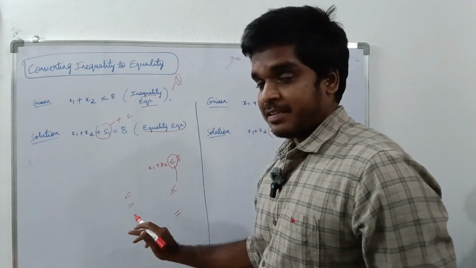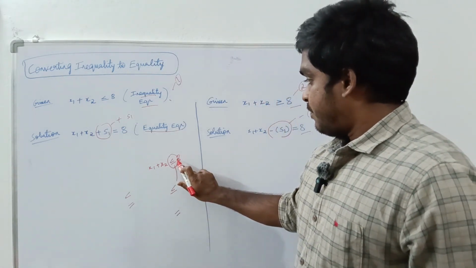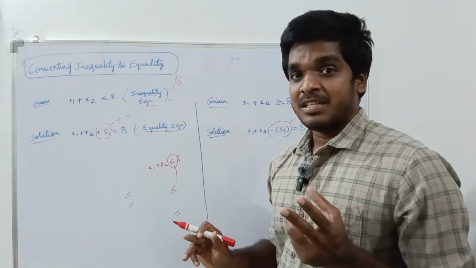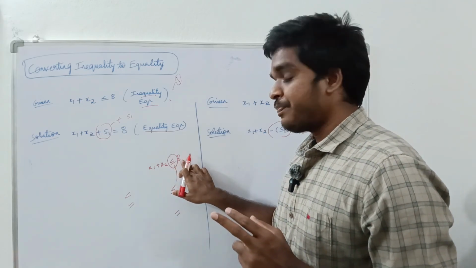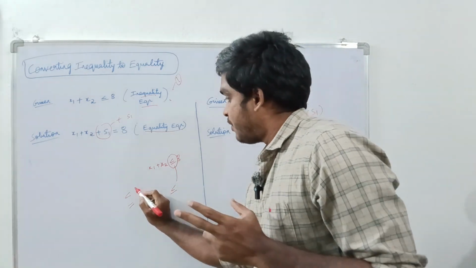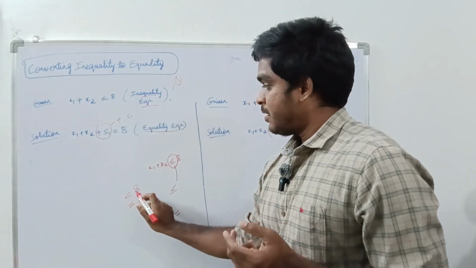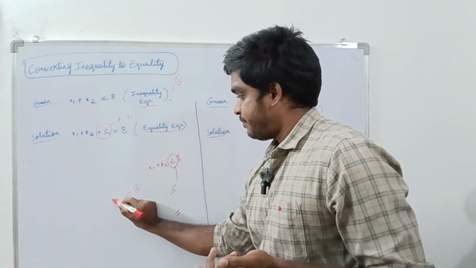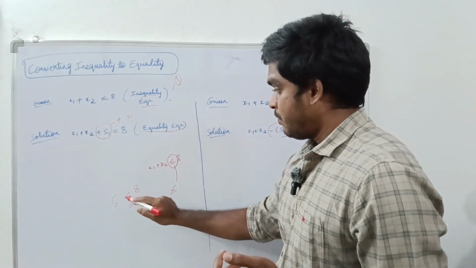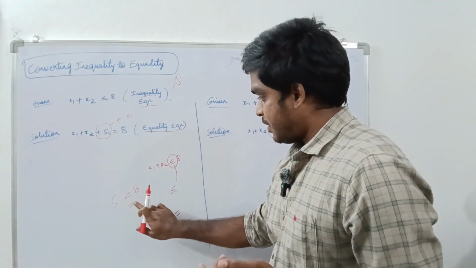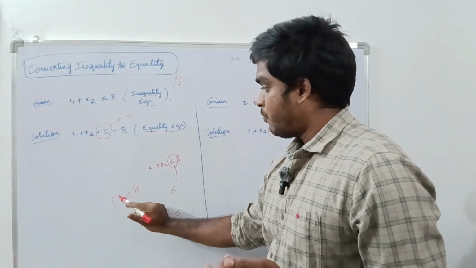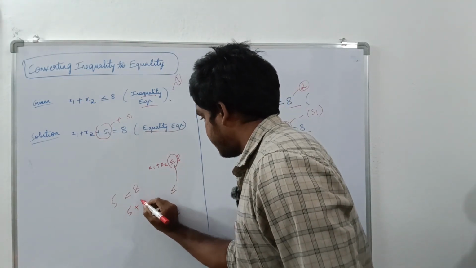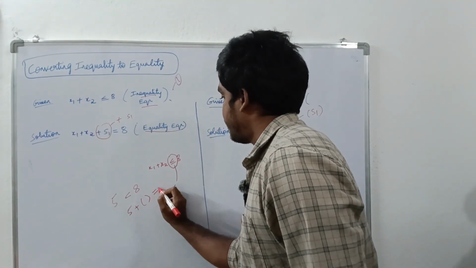Now let us take an example. We have to choose a value such that it is lesser than 8. We have to choose a value which is lesser than 8. Let us take 5. Now 5 plus something is equal to 8.